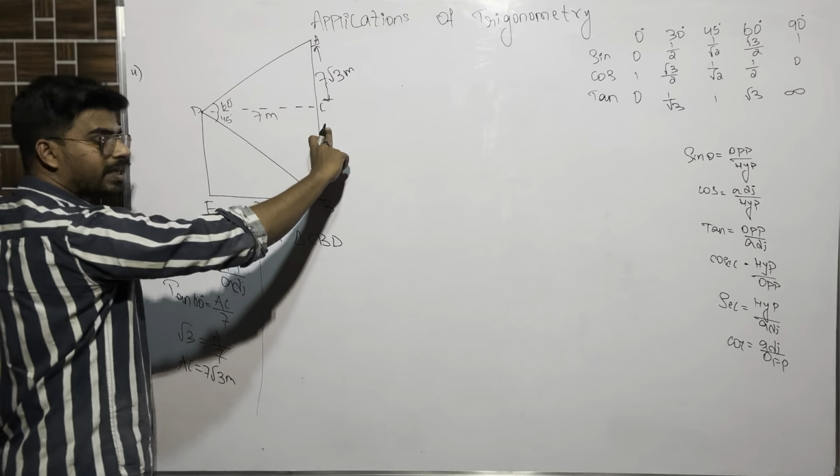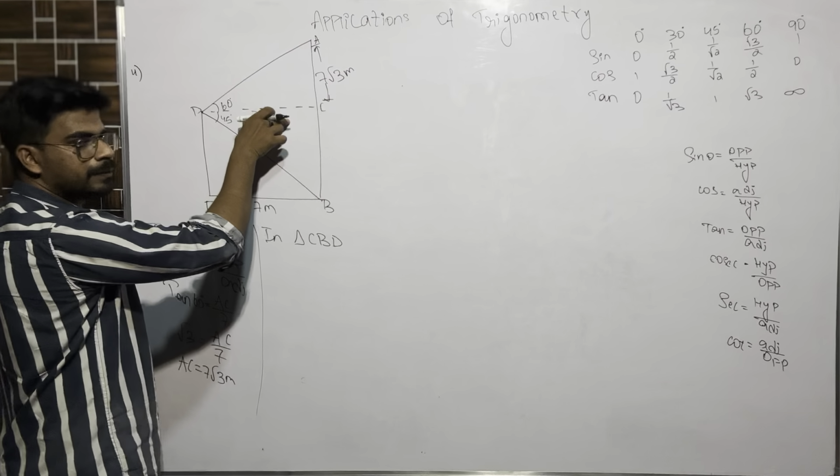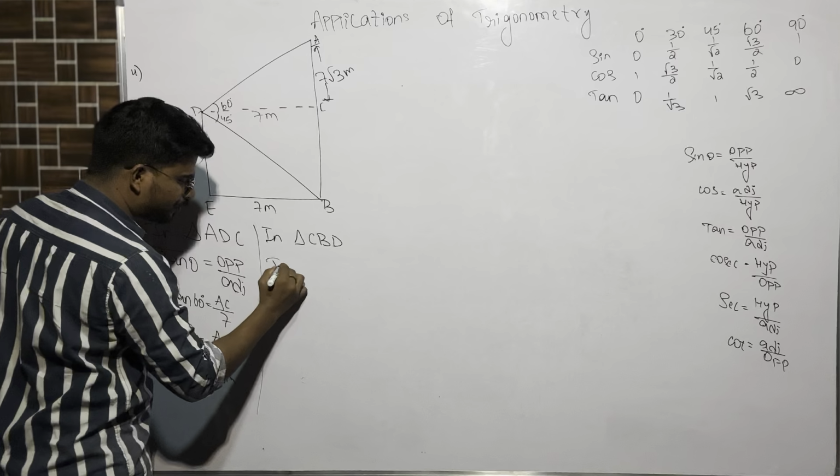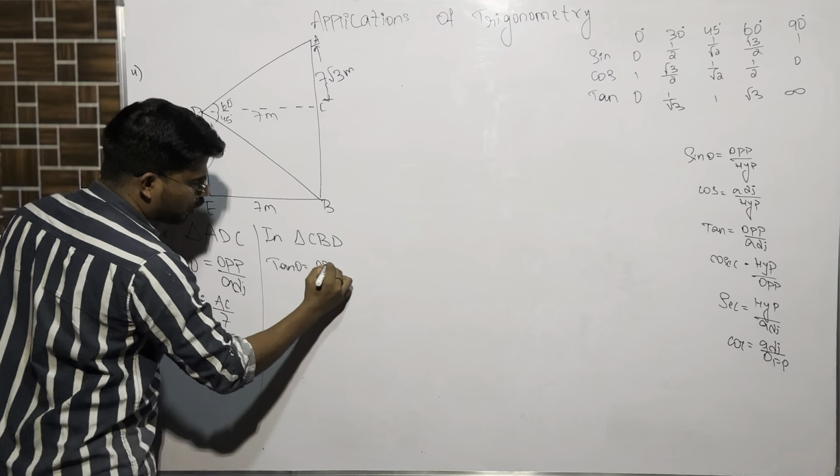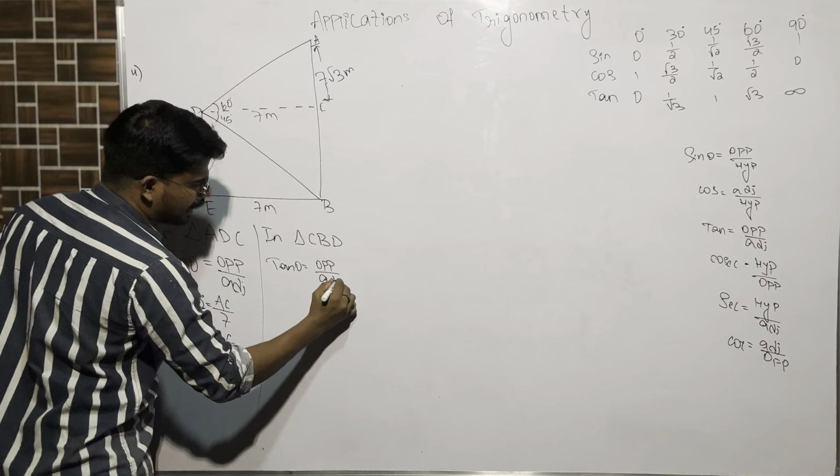So the unknown side is CB, opposite by adjacent. Again tan theta. Tan theta is equal to opposite by adjacent. What is the angle?